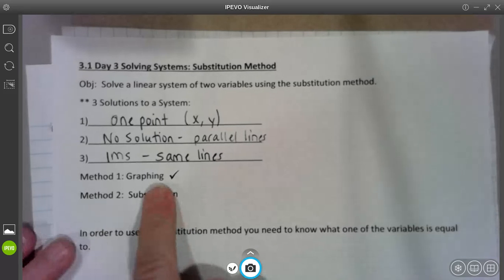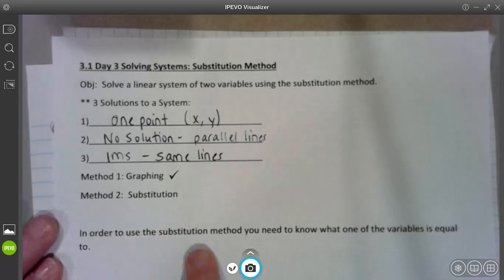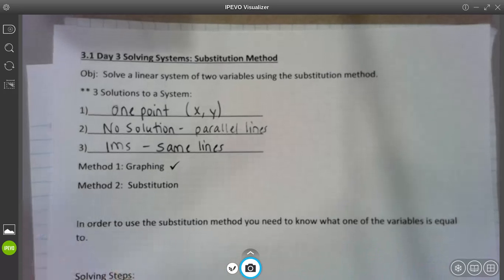All right, so we've learned how to graph. Now we're going to be doing substitution. In order to use the substitution method, you need to know what one of the variables is equal to. That is the entire basis of the substitution method. In order to substitute something in, you have to know what something is equal to.